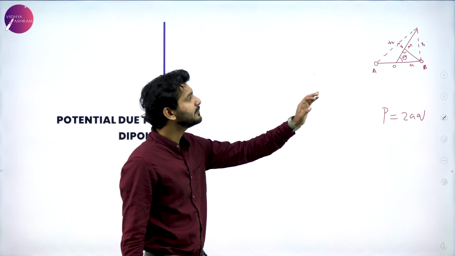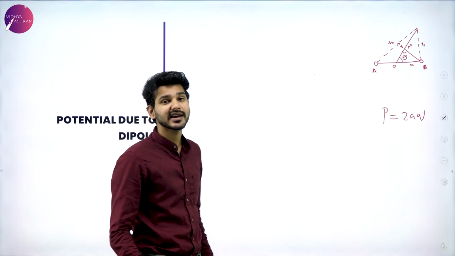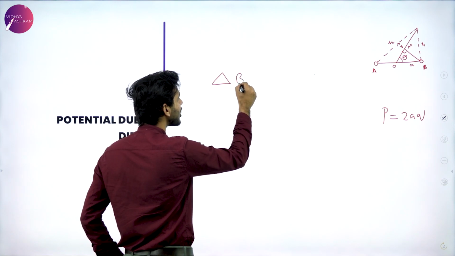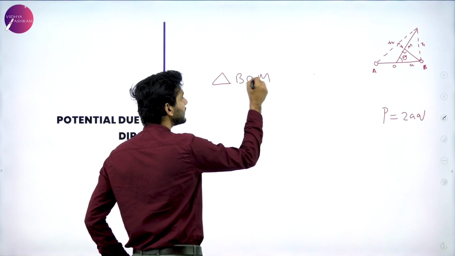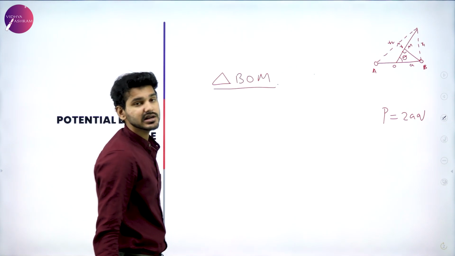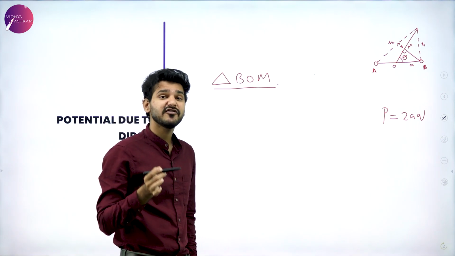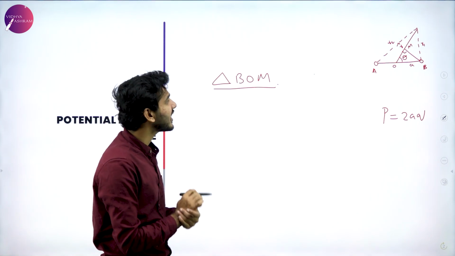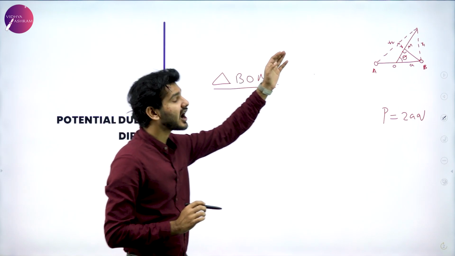So triangle BOM is a right angle triangle. So why did we make it into a right angle triangle? So that we can find the distance which is R1.